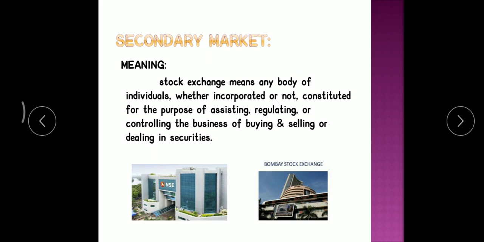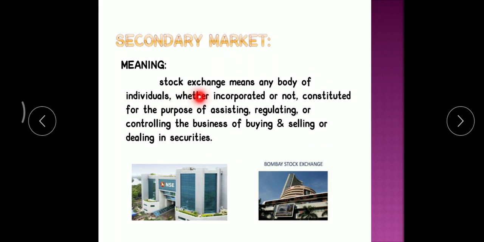Next one is the secondary market. What is the secondary market? Secondary market is a market for buying and selling of existing securities. Whatever securities have already been traded and are being bought and sold in a stock market, we call that the secondary market. Secondary market is also known as stock market or stock exchange. It is a market for purchasing and selling of existing securities or shares. This stock market helps the investor to invest and disinvest in securities or shares. That is what we say secondary market.